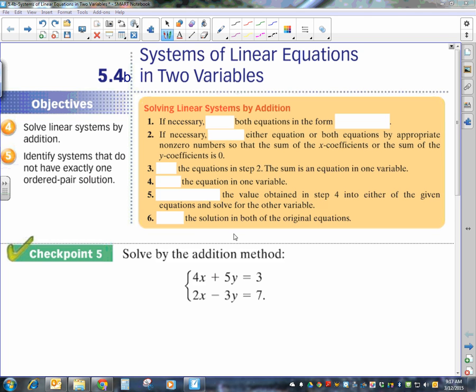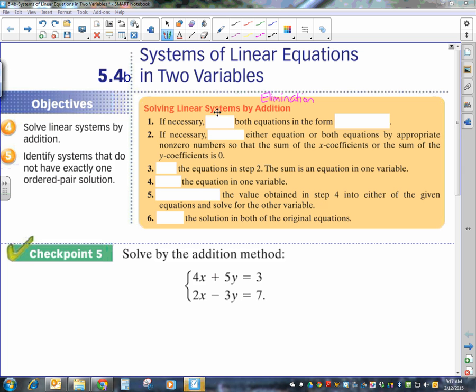Okay, today we are finishing up 5.4b and talking about the third method we have of solving systems of linear equations in two variables. This book refers to it as addition. Most often you'll see it in books called elimination, because as we work through the problem, we eliminate a variable. So here are our steps, and you'll see as I number them as I do the examples.